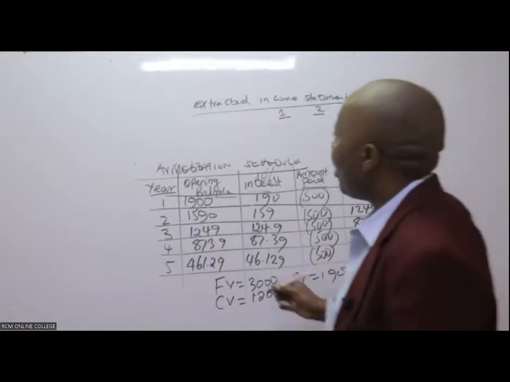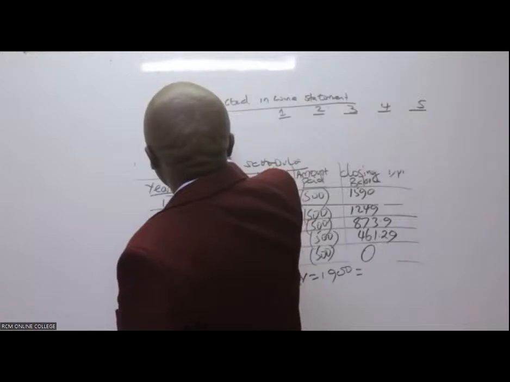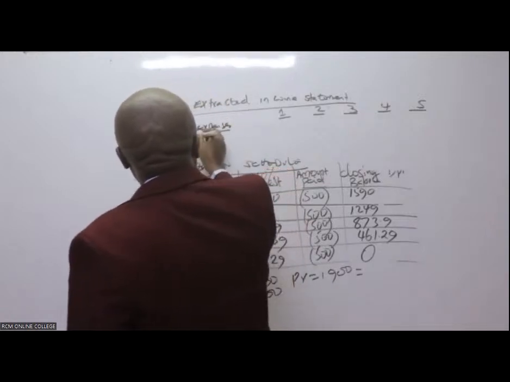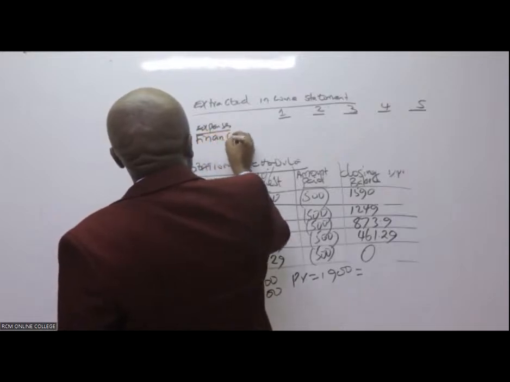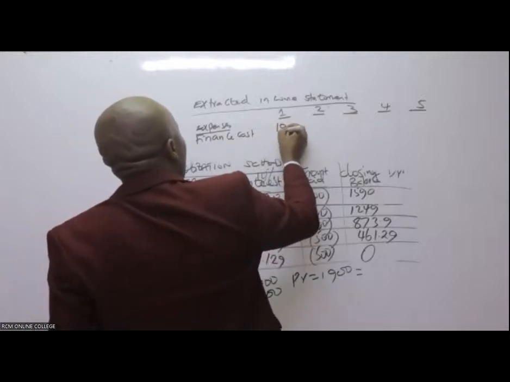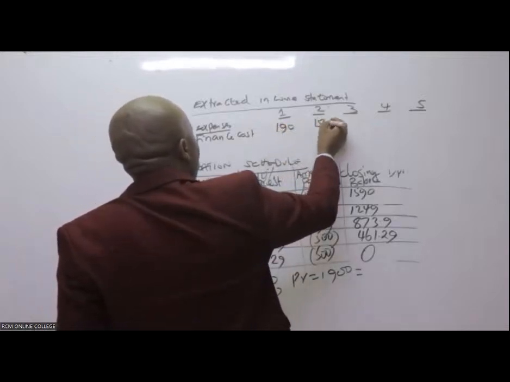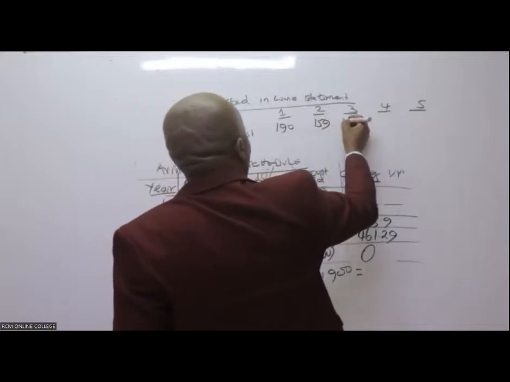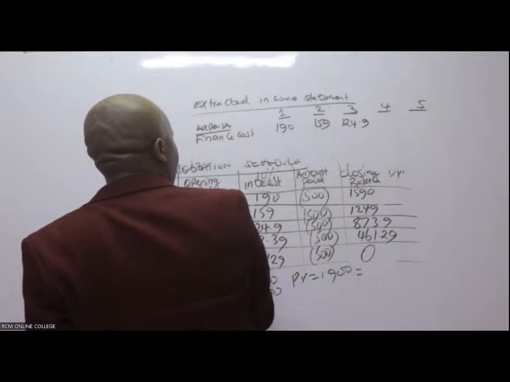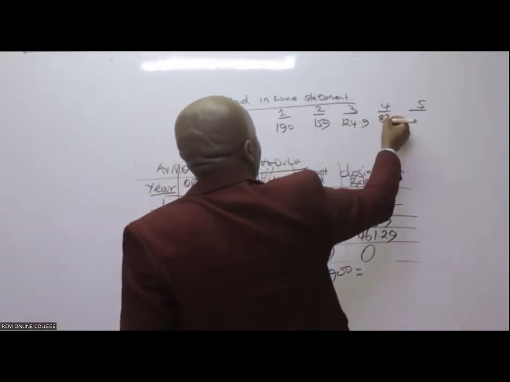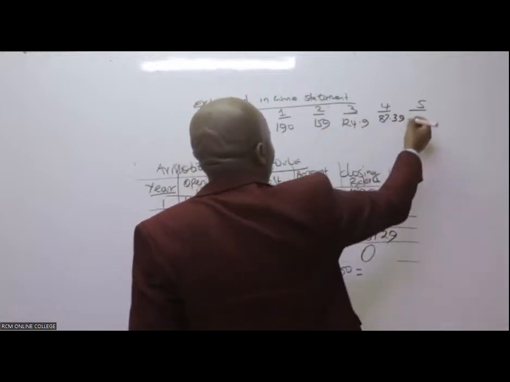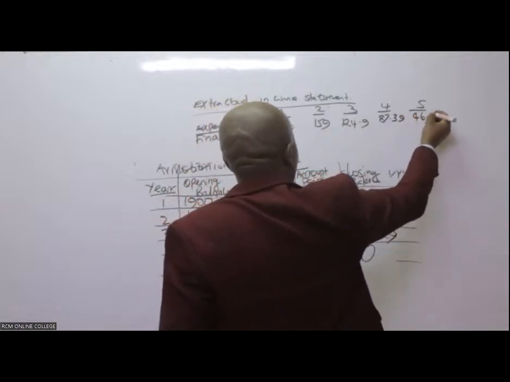So under expenses, we have the finance cost. The interest is the finance cost. So we have 190, 159, 124.9, I'm just copying these figures of interest. We have 87.39, and 46.129.